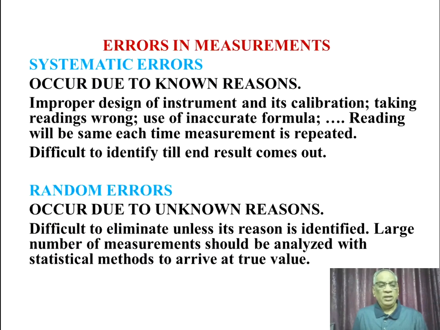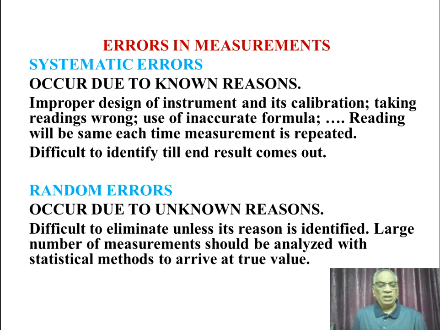So these are some terms which we need to know while taking measurements. Of course, measurements are there, the instrument is there, everything is there, but still we end up with some errors in the readings. These errors are systematic errors and random errors. Systematic errors means they occur due to a known reason. We know why the error is coming.